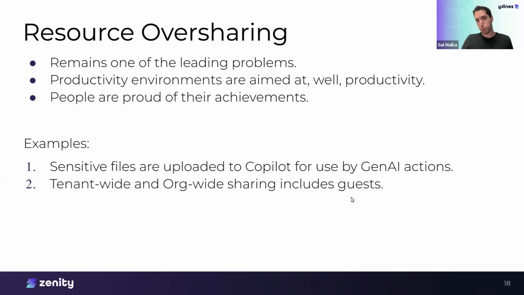And once you share such resources, you may be in trouble, because this plugin, as we saw before, can cause data leakages or access to sensitive data and so on. Just as an example, some of the plugins could be embedding sensitive files. If you share the plugin, you're essentially sharing the file itself, because any user could interact with the plugin to ask questions about the data within the file. And the other example is about sharing with the entire organization, which could, of course, include guest users, which is a problem.